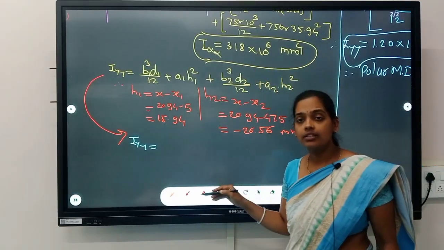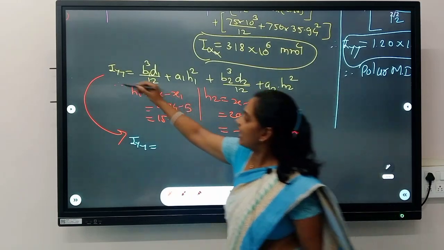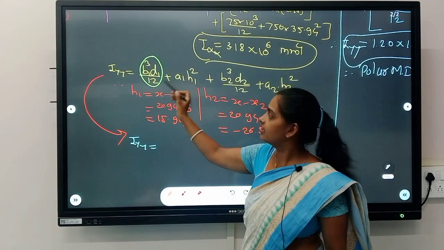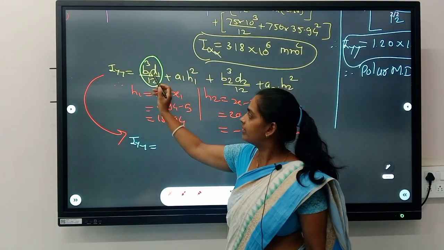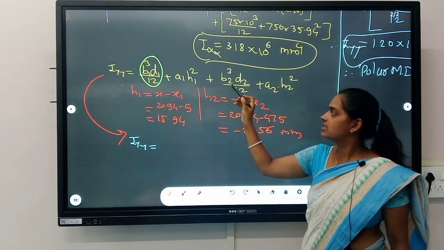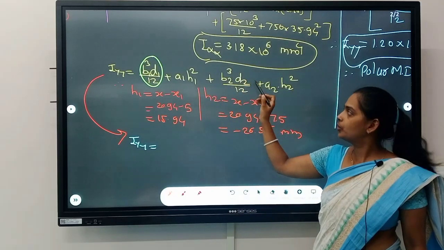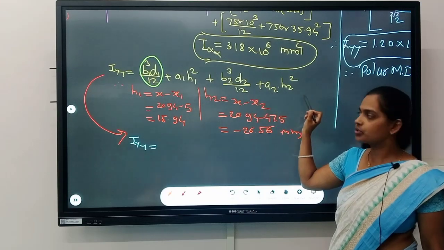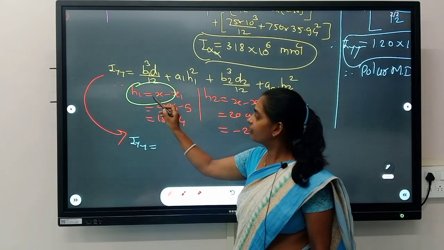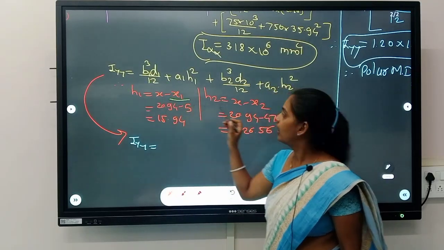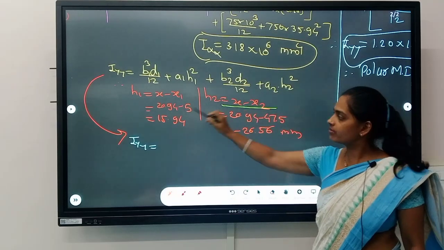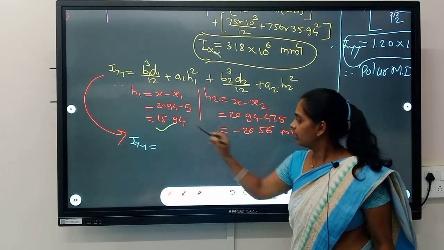Similarly, we can calculate Iyy. As I told, it is reversed. In case of Ixx, it is BD cube by 12, but in case of Iyy, it is B cube D divided by 12, plus A1H1 square plus B2 cube into D2 divided by 12 plus A2 into H2 square. So as far as we are concerned, H1 is the difference of x minus x1, and for H2, it is the difference between x and x2. So put these values and calculate H1 and H2.